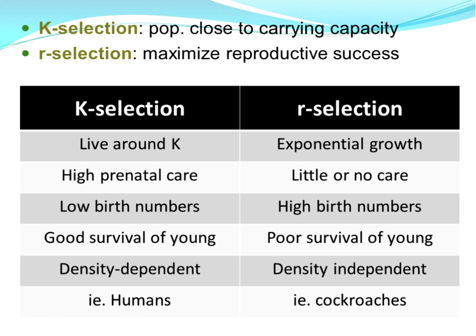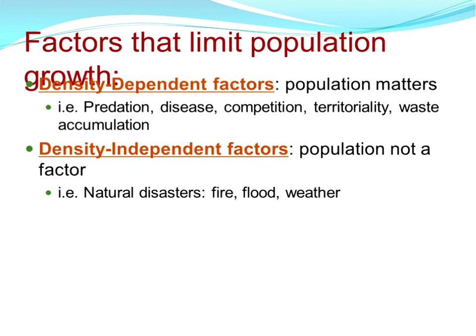It is density dependent. And then R-selected is the reproductively selected species, which have maximum reproductive success. They have a lot of birth early on and little to no care of their young because not many of them will end up surviving, and they tend to be more density independent. And their lifespans are definitely much shorter because of this.